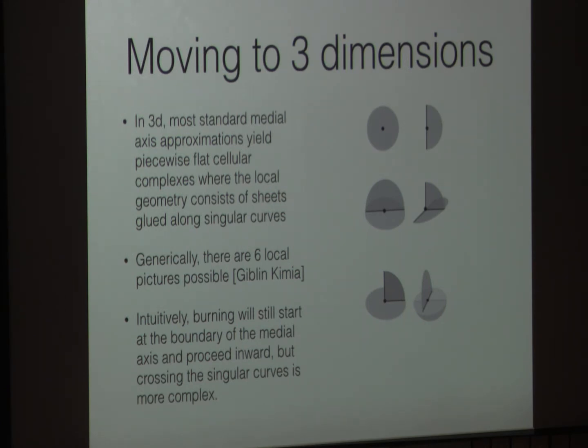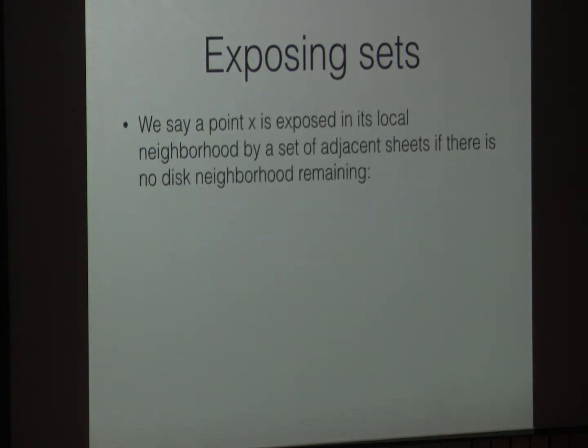The problem is, these junctions are very cyclical. These are not. And so this notion of exposed, when do I want to burn away? When do I want to pause the burning? Is what took probably 6 years of dithering before we agreed on the definition. So the final result, which is a SIGGRAPH paper from last year, we say a point X is exposed in its neighborhood by a set of adjacent sheets if it has no disk neighborhood. Okay, so there is no way to form a disk neighborhood.